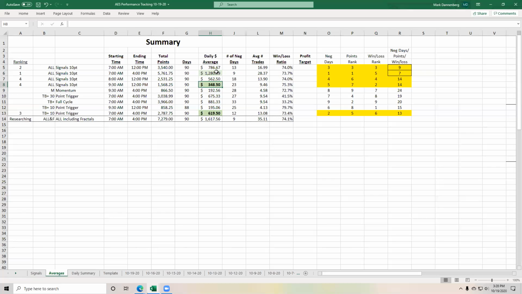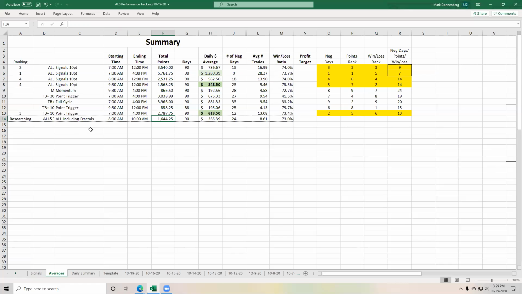The best performing category we have so far, and we continue to evaluate this, is trading from 7 to 4, all signals. And that's giving us about $1,280 a day per contract. Now, this category down here that shows researching, this is where Aaron's built into this tool a feature where if you were to tell me that you only have time to trade from, say, 8 a.m. to 10 a.m., we can plug those numbers in here, and we can tell you what to reasonably expect. We can't guarantee anything, but we can tell you what to reasonably expect.